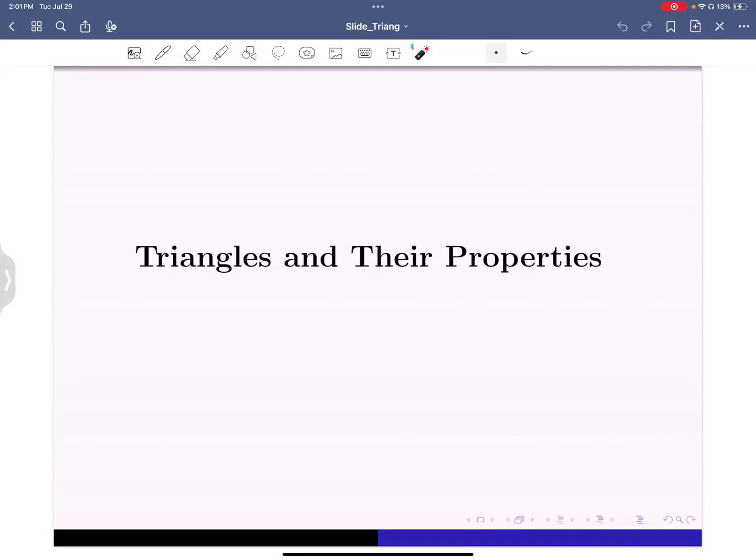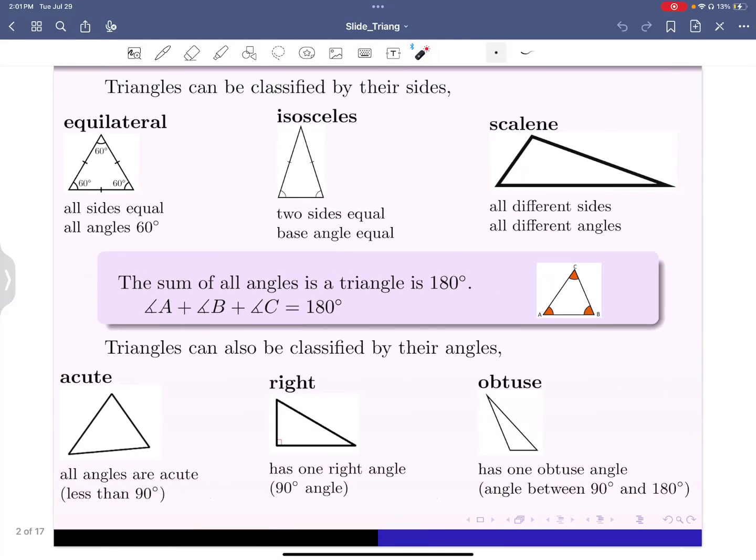Triangles and their properties. Triangles can be classified by their sides. An equilateral triangle has all equal sides, and all angles must be equal. An isosceles triangle has two equal sides, and a scalene triangle has all different sides and all different angles.